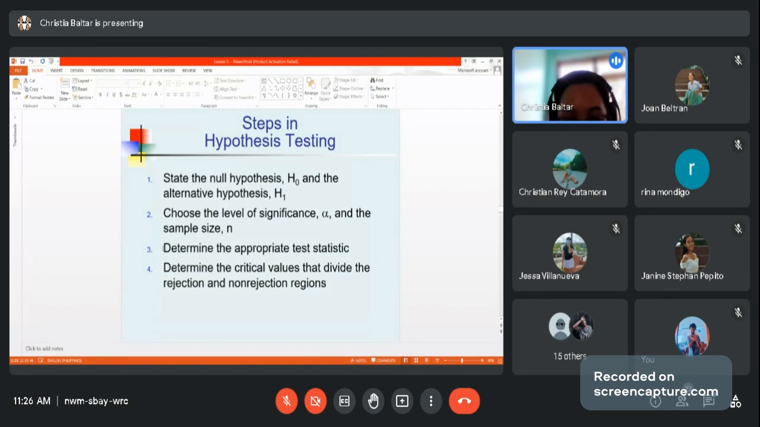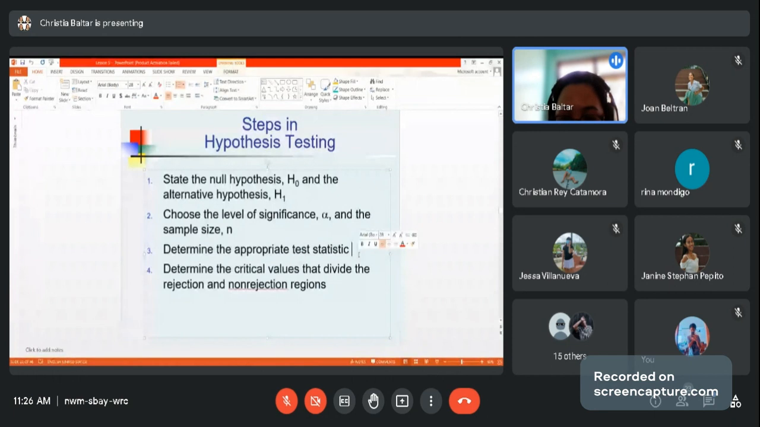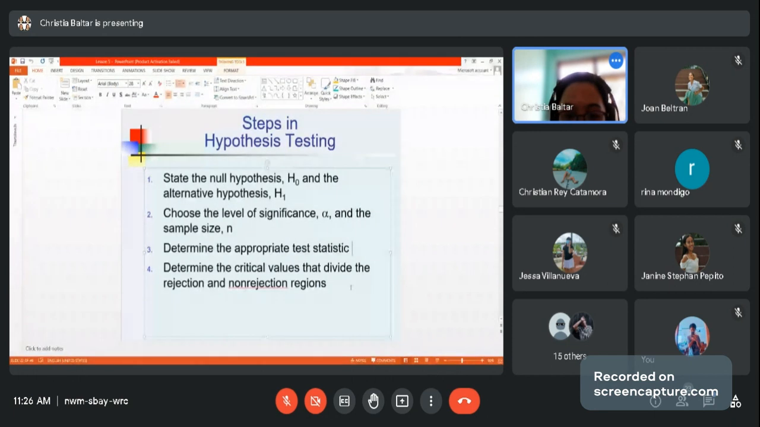In this part, if it is a test on a single mean, you just have to choose whether it's a z-test or a t-test. It is called a test statistic, without the s, when we are referring to a tool. And then determine the critical values. So the fourth step is to determine the critical values that divide the rejection and the non-rejection region.